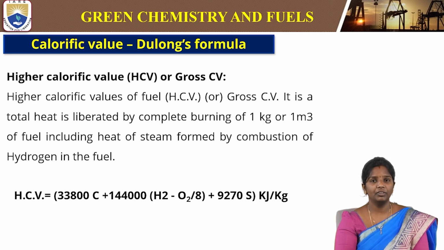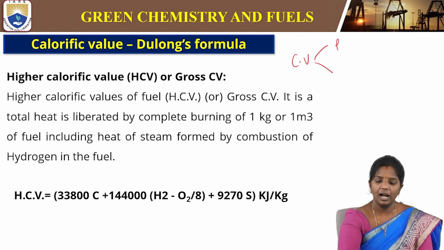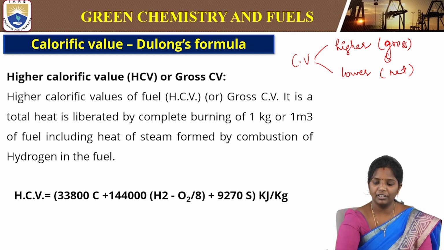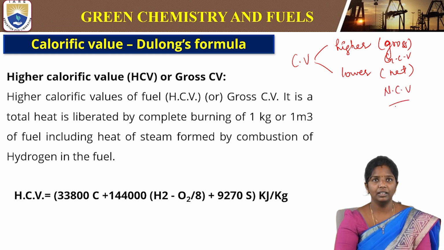In the calorific value, we have two types: higher calorific value and lower calorific value. The higher one is also called the gross calorific value, and the lower one is called the net calorific value. Here GCV is the gross calorific value and NCV is the net calorific value. We will be calculating both GCV and NCV of any fuel.